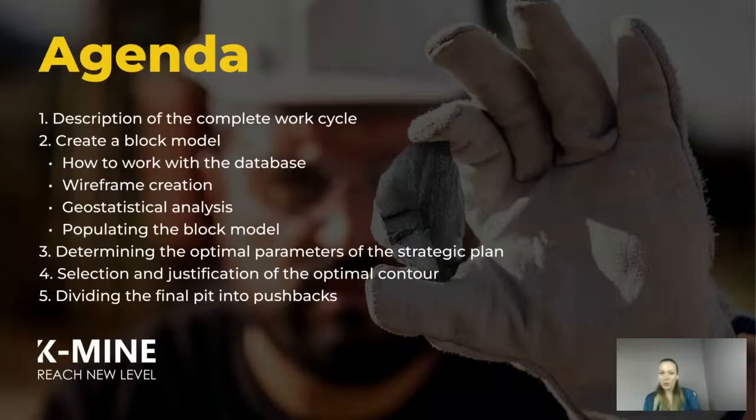If we go over our agenda, after reviewing the full work cycle, we will see how to work with the geological information, including the block model, and what would include things like how to create a block model in K-Mine, how to work with the database, and how to apply geostatistical analysis, creating wireframes and filling up the block model. After the block model is prepared, we will see how to prepare the data for strategic planning. And after that, we will show you how to determine the optimal parameters for a strategic plan that would provide good economic conditions. And in the end, we will define optimal contours, and we will divide the final pit into pushbacks. So it's a lot of work today.